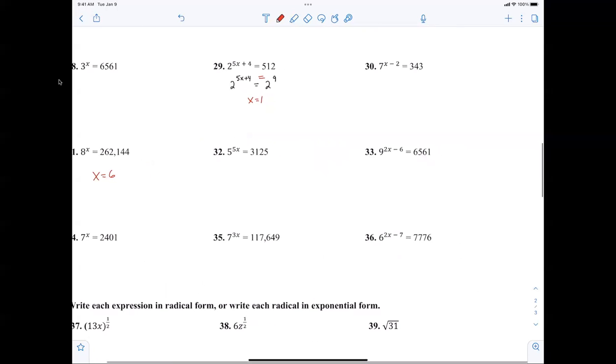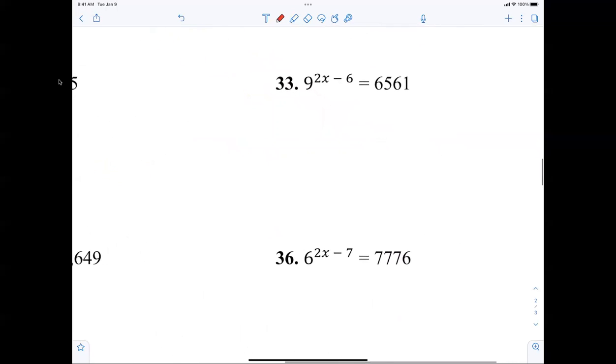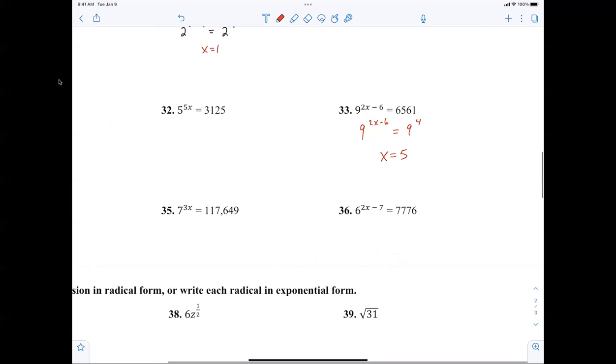All right, so here we go with 33. 9 to what power is 6561? 4. So now we have 9 to the 2x minus 6 equals 9 to the 4th. So everybody's doing their mental math here. And just tell me x equals 5. Everybody happy with that? I told you it's easy. It looks complicated at first. It's not. It's simple.